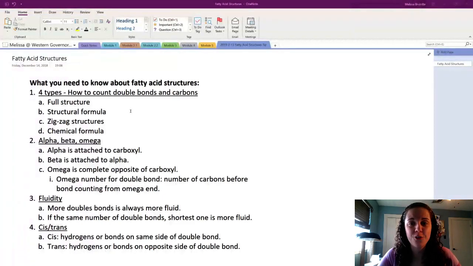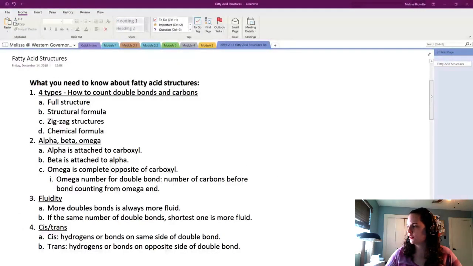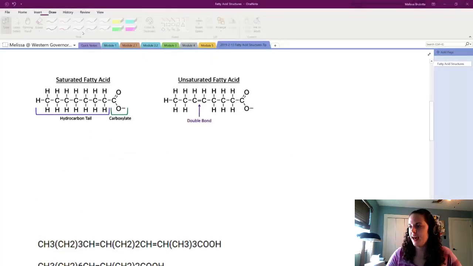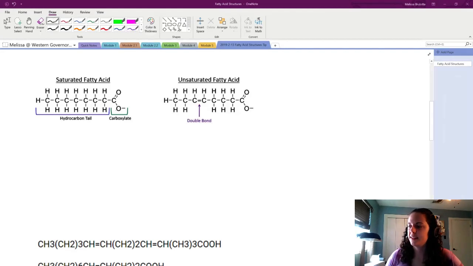Okay, so let's look at the 4 different types of structures we might see for fatty acids. Let's start with the full structure of these fatty acids. What you can see here is we have in every fatty acid a carboxylate group, or sometimes we call this a carboxyl, and we have a hydrocarbon tail. If these hydrocarbons and carboxyl groups look familiar, that's because you may have seen the same thing on amino acids. However, the combination of these groups is very different.